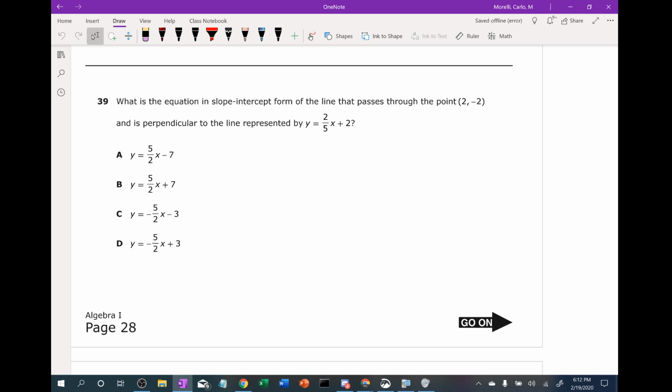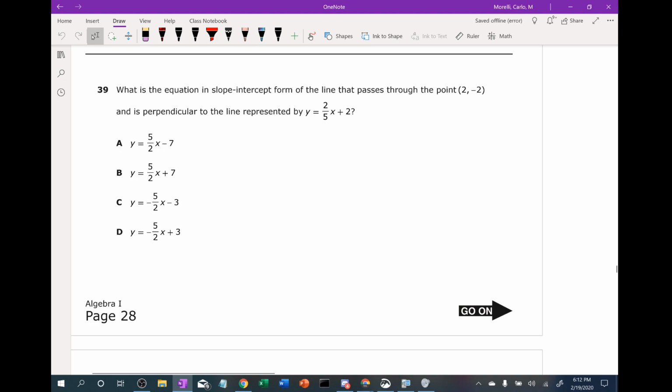Okay, so anyway, because I don't want dead air, number 39 here. What's the equation of a line that passes through point 2 comma -2 and is perpendicular to the line represented by y equals 2/5 x plus 2? First and most important thing, you got to know what the negative reciprocal is. You can't even get off the ground without that information. Negative reciprocal of 2/5 is -5/2.